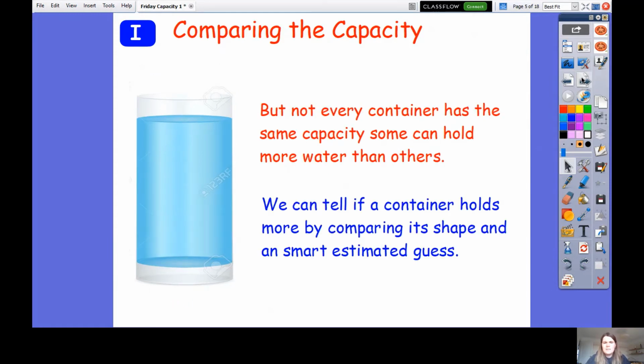But not all containers have the same capacity. If I was to compare two different containers, one container might be able to fit more volume of water than the other, which means they have a different capacity. And we can tell an object's capacity by comparing its shape and making a smart estimated guess as to which one would hold more or the least amount of water. So I'm going to have a look at some containers in my house and make some estimated guess at which one has the greatest capacity, comparing my objects. Here I go.